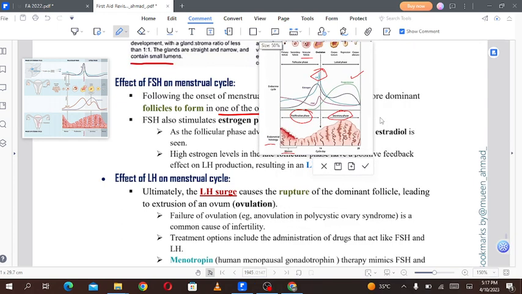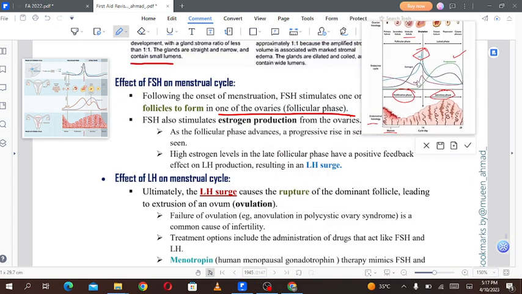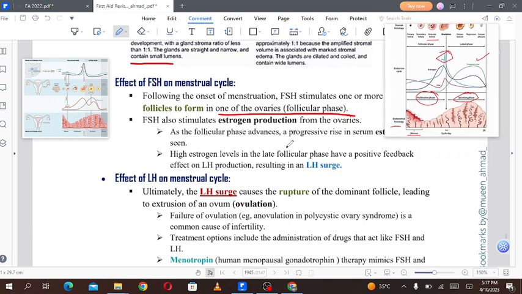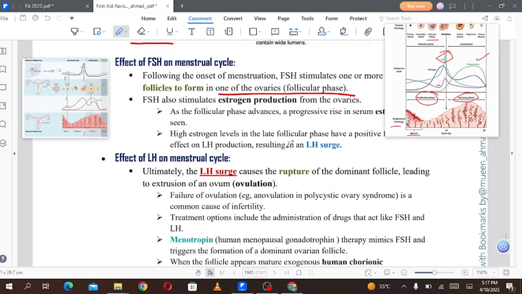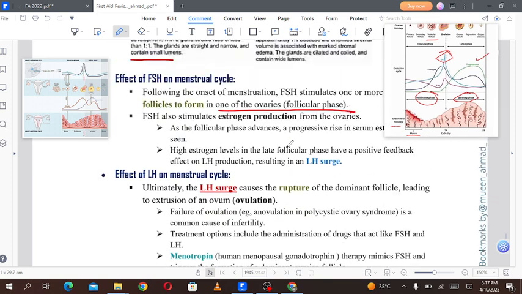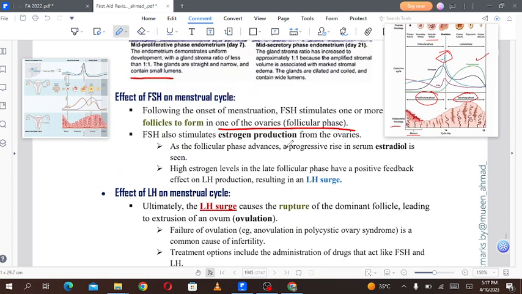Okay, then the FSH also stimulates the estrogen production from the ovaries. As the follicular phase advances, a progressive rise in the serum estradiol is seen. High estrogen levels in the late follicular phase have a positive feedback effect on the LH production, resulting in an LH surge. So FSH caused the follicular production inside the ovaries.